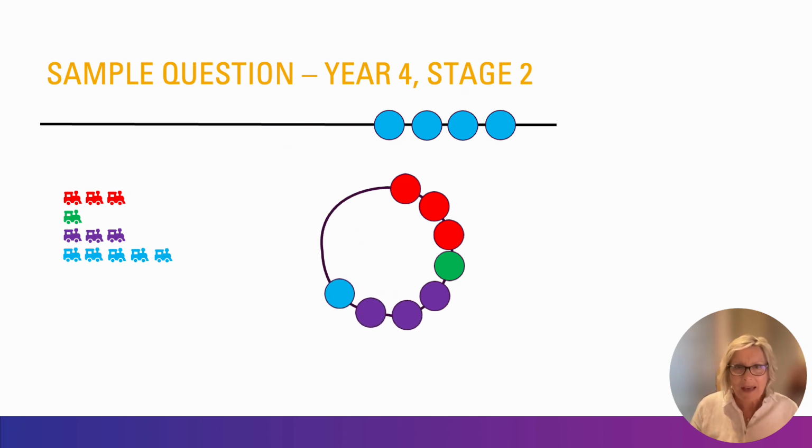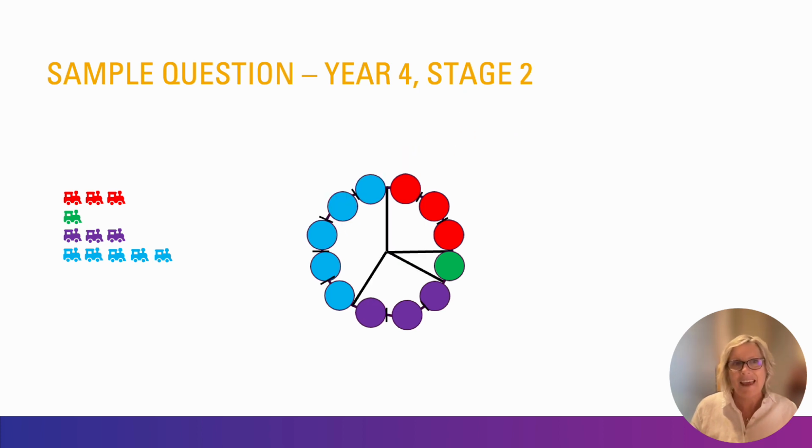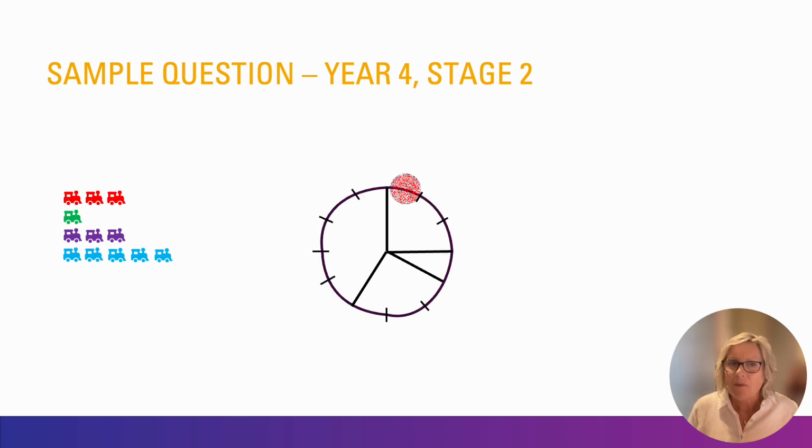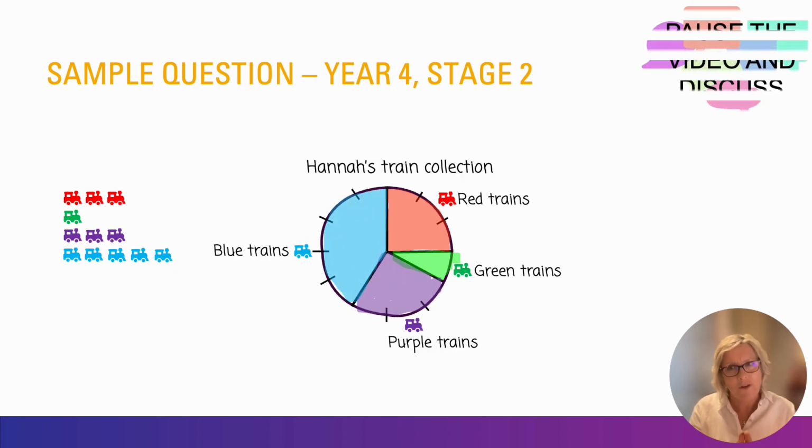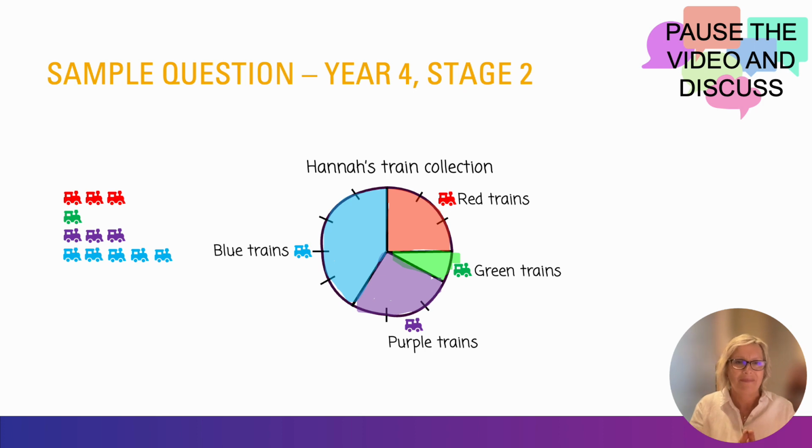Students can then mark out the circle and then add the sectors and gradations. Discuss the importance of equal gradation so that the data is represented correctly. Remove the beads and label the sectors. Finally, add a title and discuss why it is such an important feature of any graph. Pause the video and discuss.